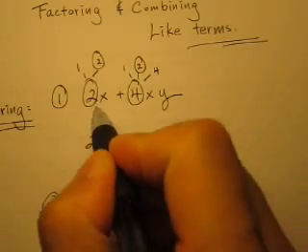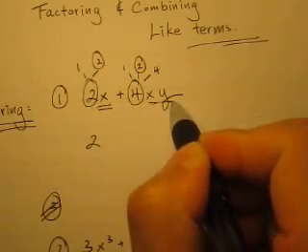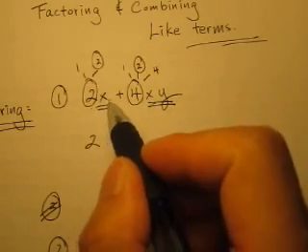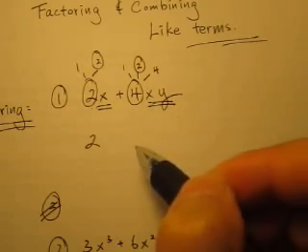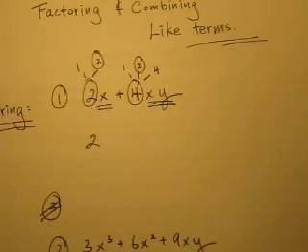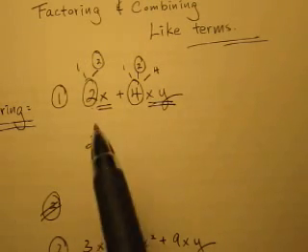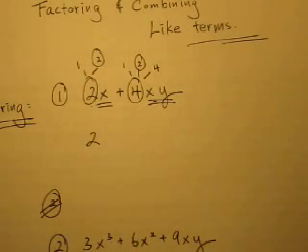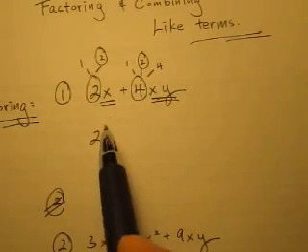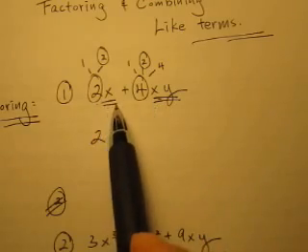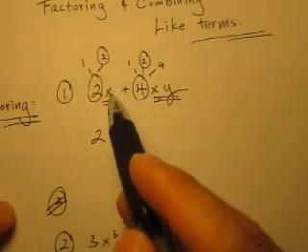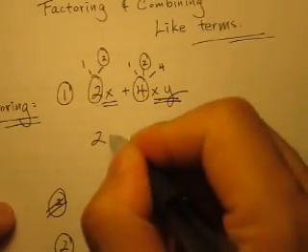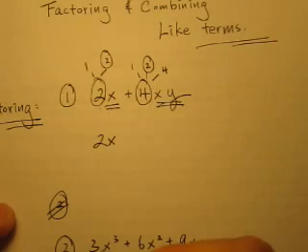Now we look at the variables. I am going to underline the variables. In the first term we have the variable x. In the second term, we have the variable xy. When we factor out terms, we have to make sure that what we're factoring out is a common variable that these two terms share. These two terms do share one common variable, and that is x. We can take out 1x because both of these terms have exactly 1x. So now our common factor is 2x.